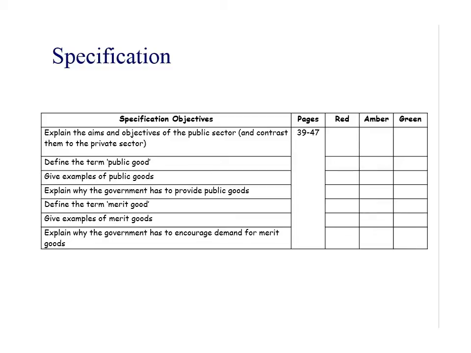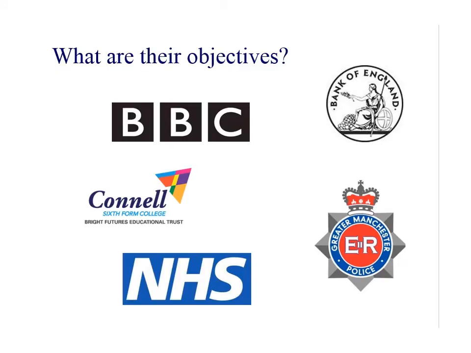We've got to know what public goods are, examples of public goods. Really, it's good to have an overview of why the government provide public goods, why they have to. We need to know what merit goods are, examples of merit goods, and why the government has to encourage demand for merit goods.